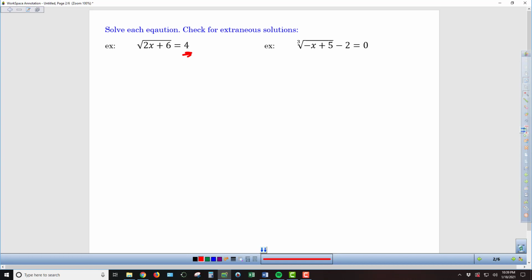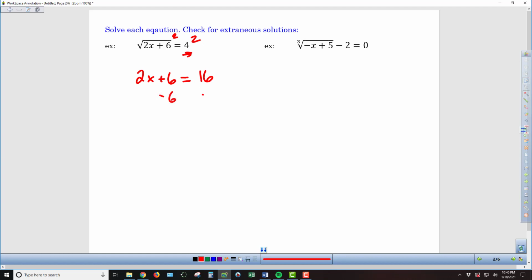In order to solve, I'm going to need to get rid of the square root, so I'm going to have to square both sides of this problem. That's the only way I'm going to get the x out from underneath that square root symbol. On the left-hand side, the square root and the square cancel each other out, so we just have 2x plus 6. On the other side, we have to square that 4, so 4 squared is 4 times 4, that's 16. And so now we just have a pretty ordinary equation.